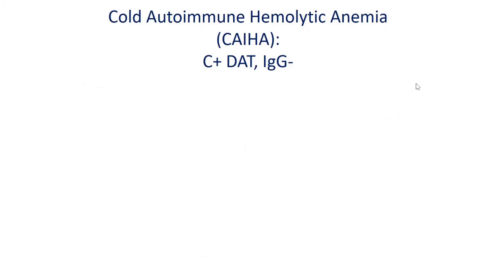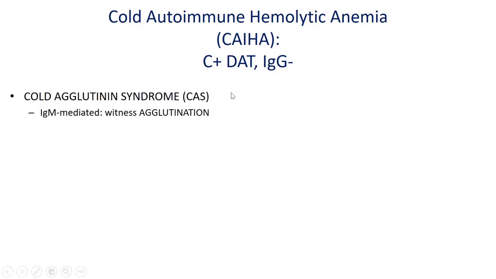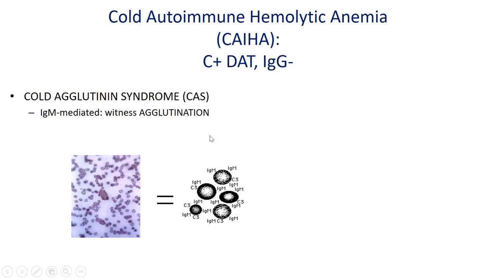So again, the two kinds of cold autoimmune hemolytic anemia are typically complement positive and IgG negative. Cold agglutinin syndrome is the majority of cold immune hemolytic anemias. It's IgM mediated, hence you witness agglutination. This sample needs to be submitted warm in an EDTA, and we control the cooling and therefore the determination of titer, the number of dilutions it takes to disrupt the agglutinates seen at different temperatures, or the so-called thermal amplitude.